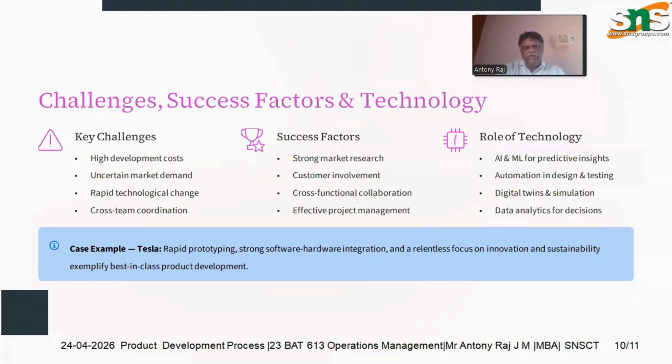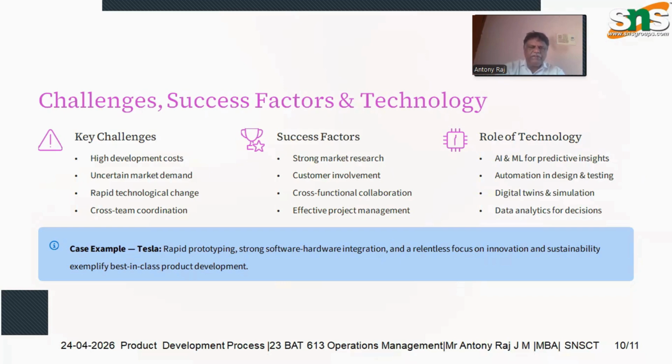So what are the challenges, success factors, and technologies? What are the key challenges in product development processes? One is that demand is very uncertain. Then technological change is very rapid, so whatever technology you bring in might get outdated very fast. Then there are high development costs.